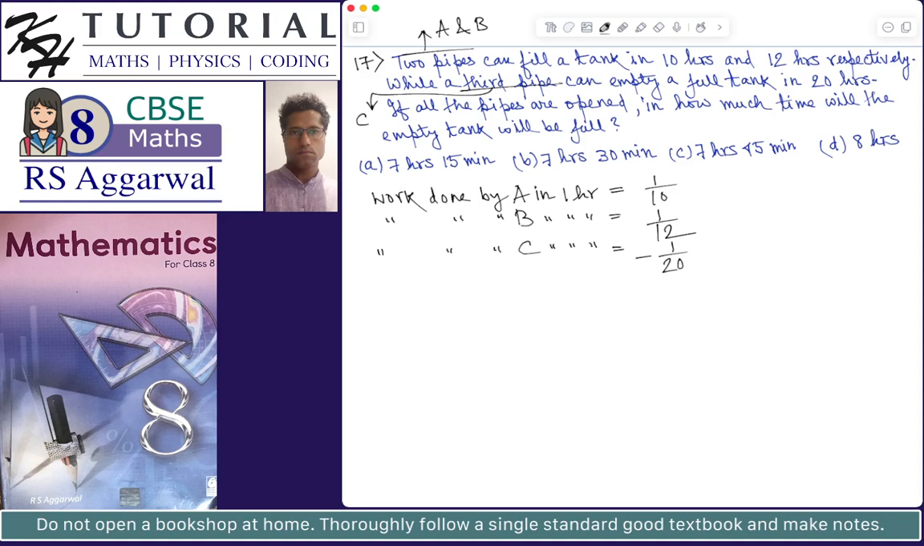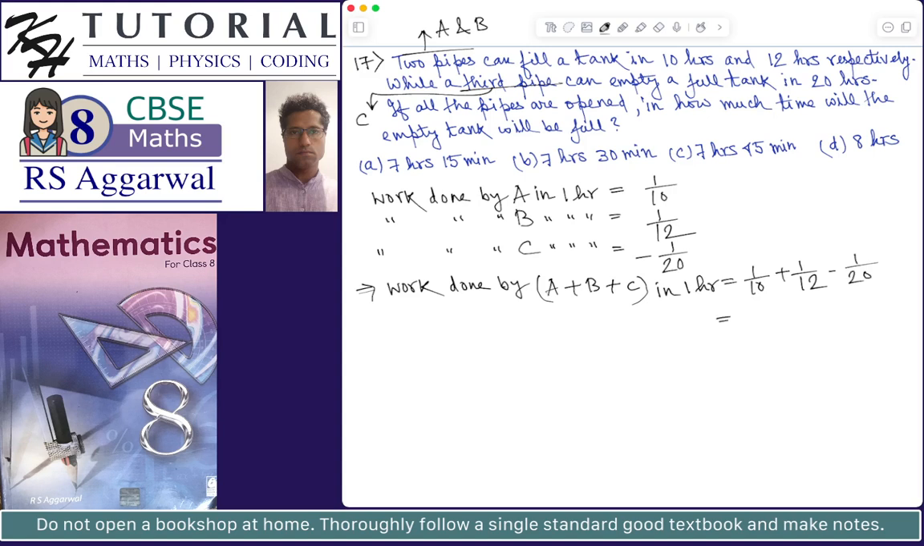Now the question is, if all the pipes are opened, in how much time will the empty tank be full? Okay. So now we need to find the work done by A plus B plus C. That is, A plus B plus C means all the pipes A, B and C are working together, or they are all open. So work done by A plus B plus C in 1 hour is equal to 1 by 10 plus 1 by 12 minus 1 by 20.